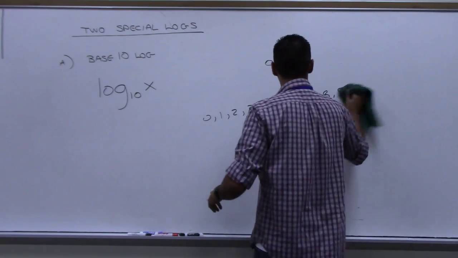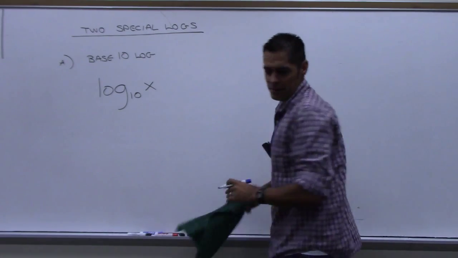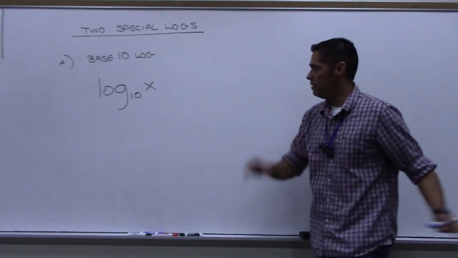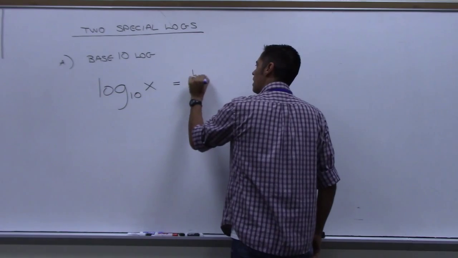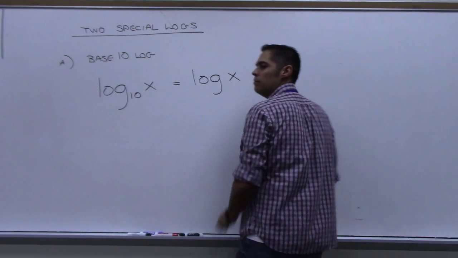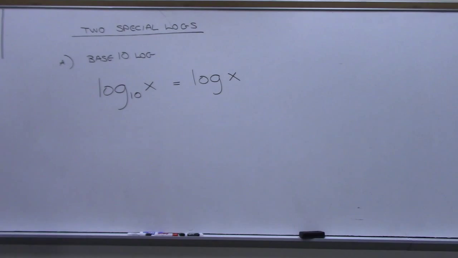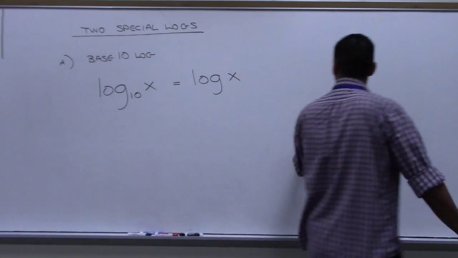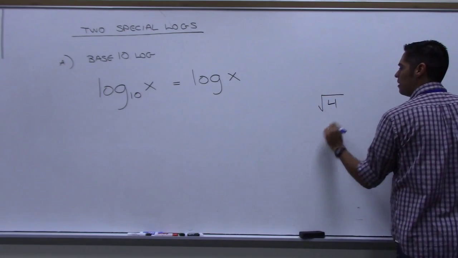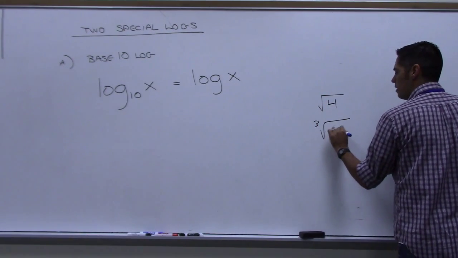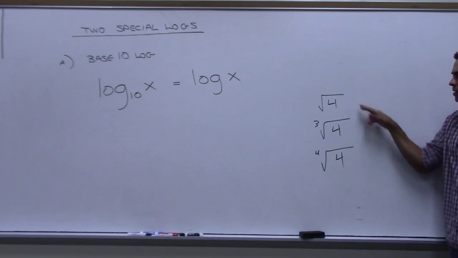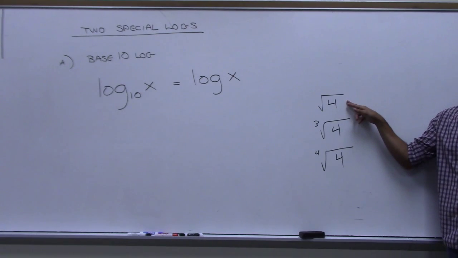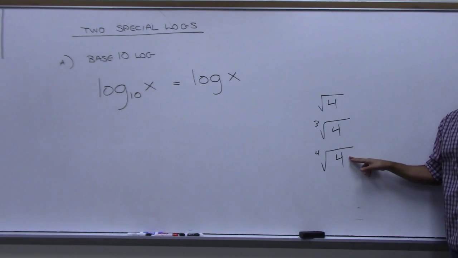And so what they decided, and when I say they, I don't know who that is. Some people before us decided that anytime we see this, we're not going to write the base 10. We're just going to write log. Now, it's kind of like this. Do we all know the difference between this and this and this? What is this? Square root of 2. This is cube root and fourth root.